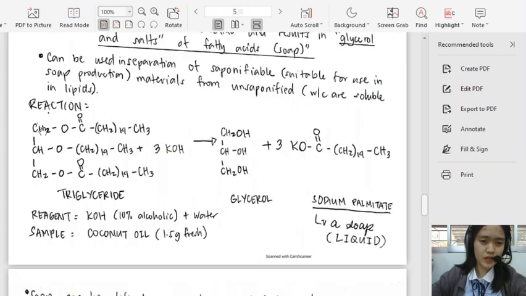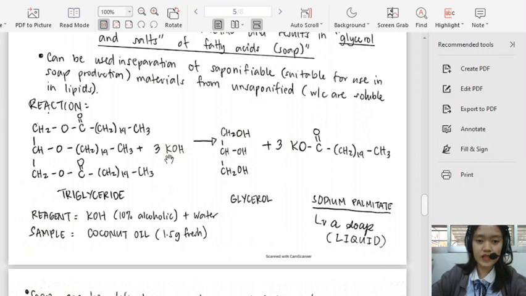For our reaction, you have here the triglyceride and its structure. After hydrolysis, with the addition of your KOH, it will form glycerol plus palmitate soap. It is not sodium palmitate, because in our example last year's class, sodium hydroxide was used. But here it is KOH, so the name should be potassium palmitate.